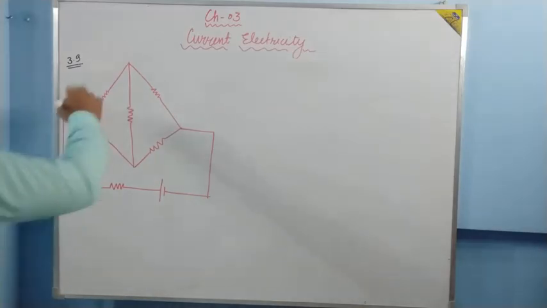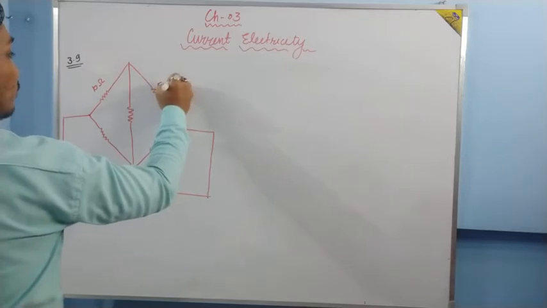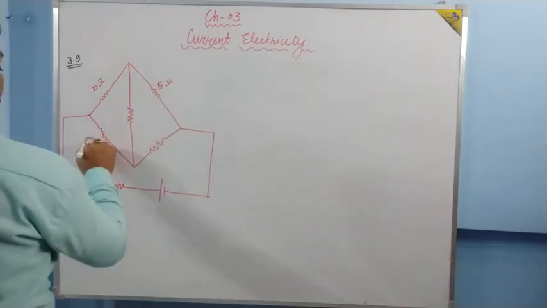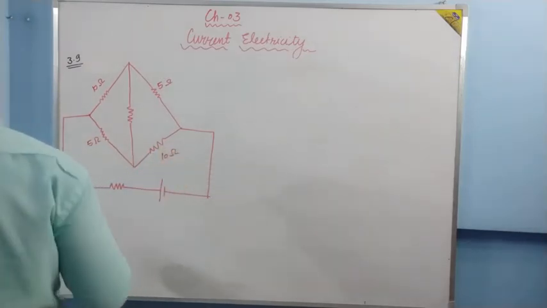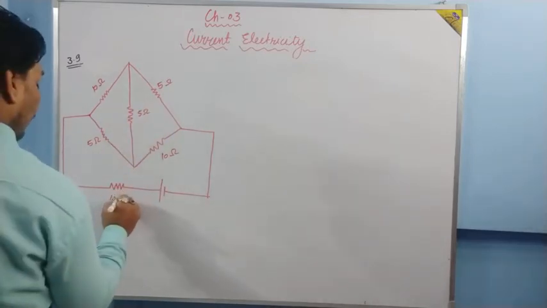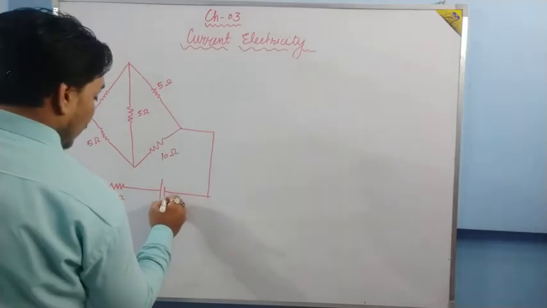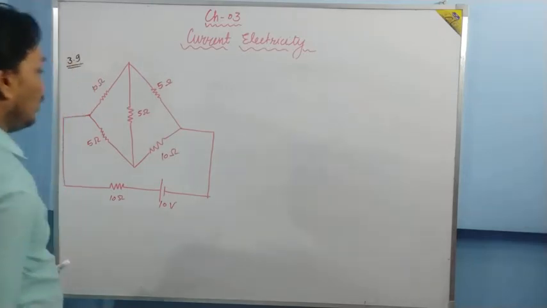This resistance is of 10 ohm, this resistance is of 5 ohm, this resistance is of 5 ohm, this resistance is of 10 ohm, and this resistance is of 5 ohm, this is of 10 ohm, and this cell is of 10 volts. What is the question? Determine the current in each branch of the network shown in the figure. Means you need to calculate the current flowing in the branches.